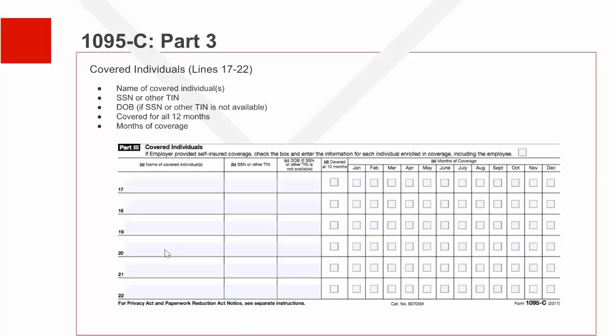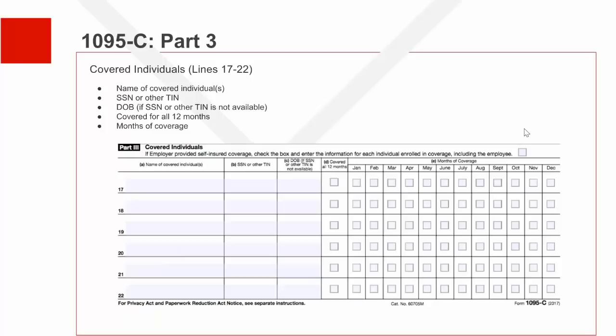So the last portion of the 1095C is Part 3, and it's considered the covered individuals. This section only applies to those who are self-insured or self-funded. So if you are fully insured, it does not apply to you. But if you're self-insured, it does.